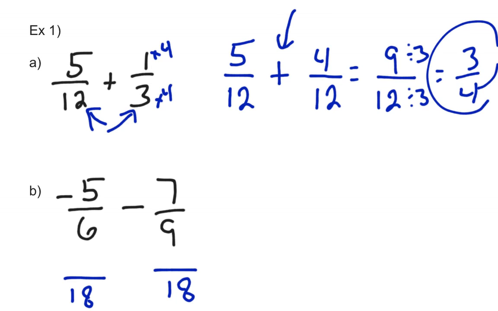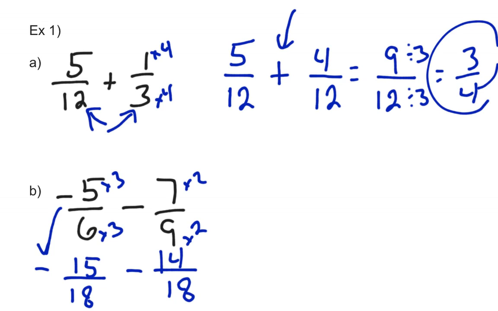Now I can do that. So the negative 5/6, I can do that by going times 3 to get 18. So then I have to do 5 times 3, which gives me 15/18. And let's not forget that negative is going to come down here. 9 times 2 gives me 18, so I have to do 7 times 2, which is 14.